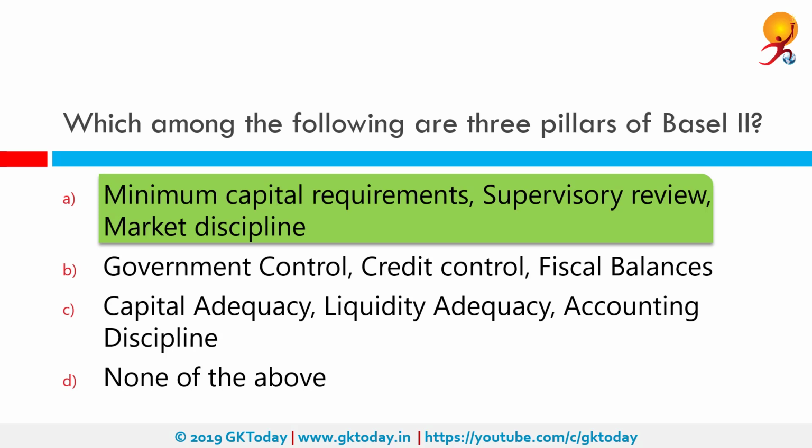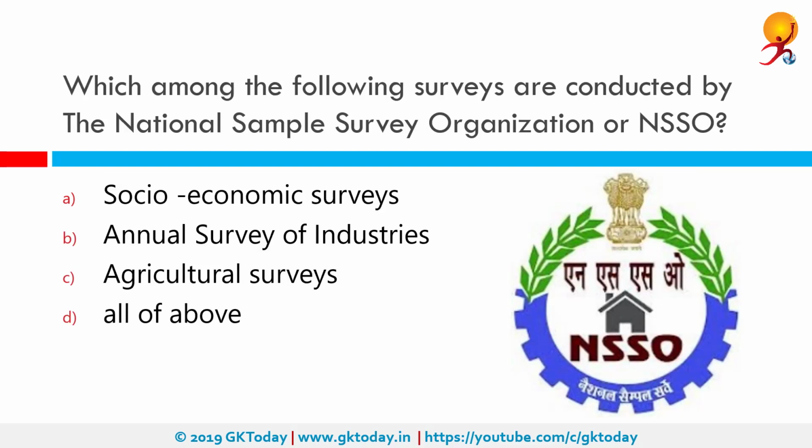Which among the following surveys are conducted by the National Sample Survey Organization or NSSO? The correct answer is all of the above, that is Socioeconomic Survey, Annual Survey of Industries and Agricultural Surveys. The National Sample Surveys Office is headed by a Director General who is responsible for conduct of large-scale sample surveys in diverse fields on all India basis.